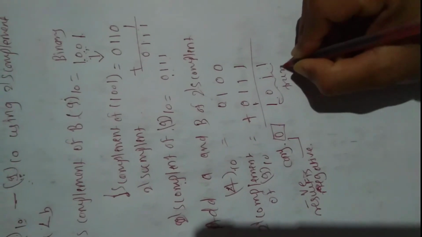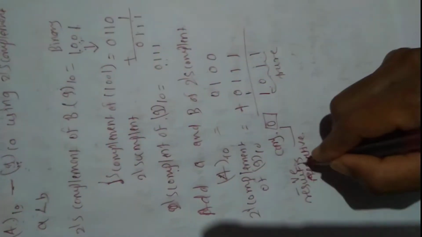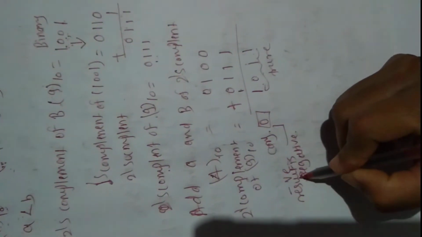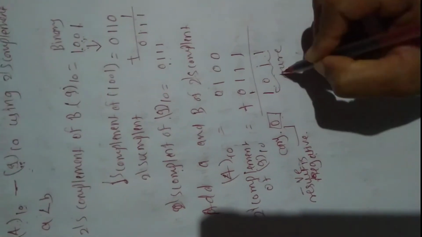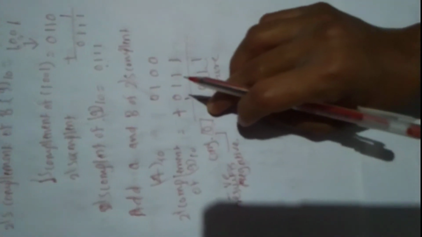The answer to 4 minus 9 is minus 5. In that, the answer is negative if the carry is 0. That is negative, but the answer is not in true form. What we want is minus 5, but here the answer is 11. So we convert the answer into its true form.